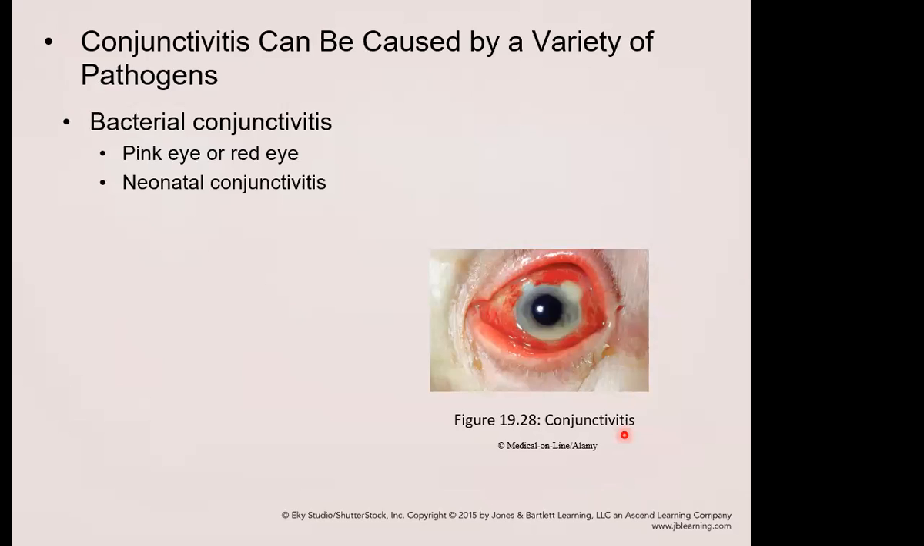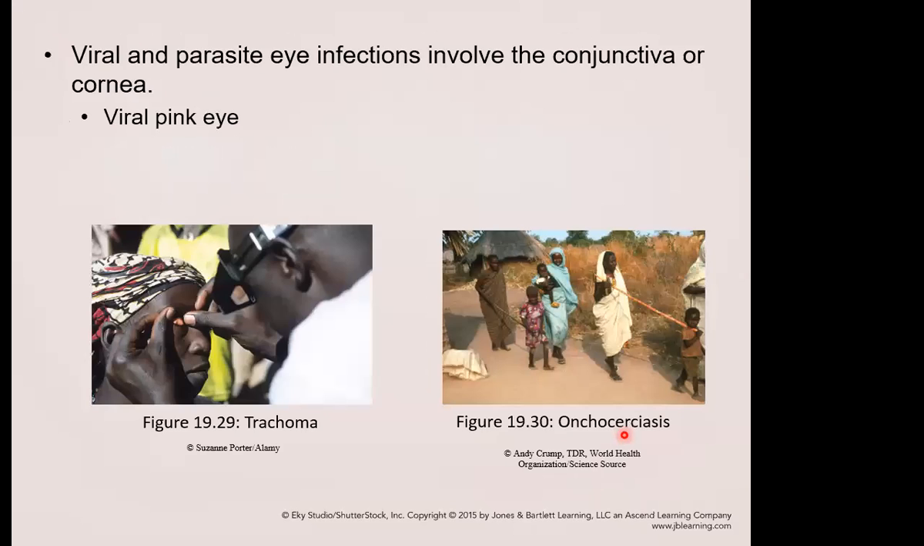Pink eye can be caused by bacteria or viruses. We're going to call an eye infection conjunctivitis. It could also be caused by chlamydia. We'd call that trachoma. The sexually transmitted chlamydia is called chlamydia trachomatis. So think trachoma, chlamydia, eye infection. You can also get viral pink eye.